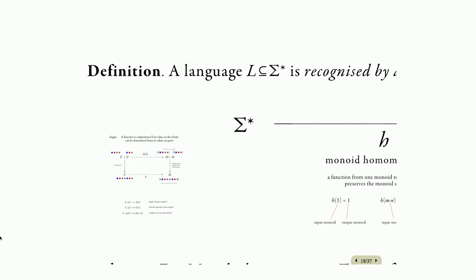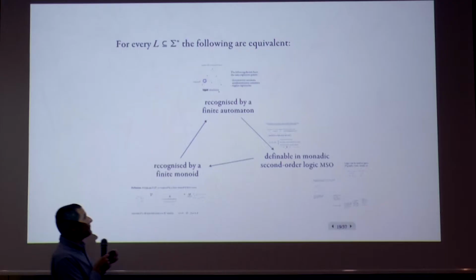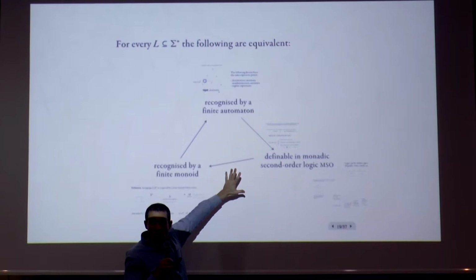Okay. So that's the definition of being recognized by a finite monoid. And before we take a short break, we have this implication. I will do this implication, which is kind of obvious. And then after the break, we will go here.